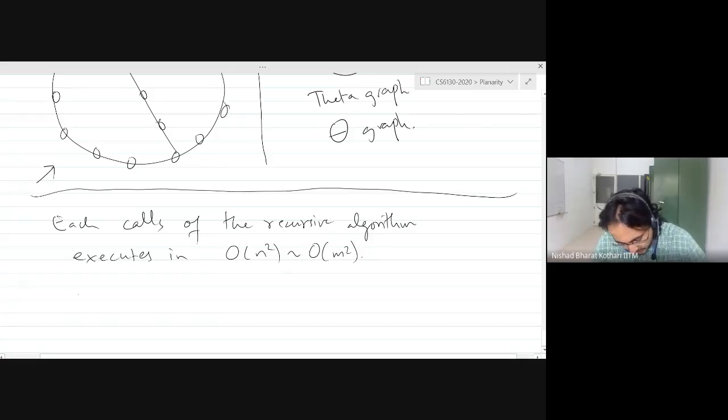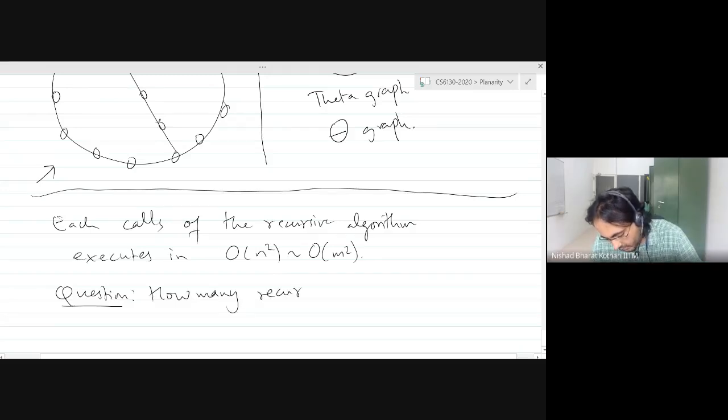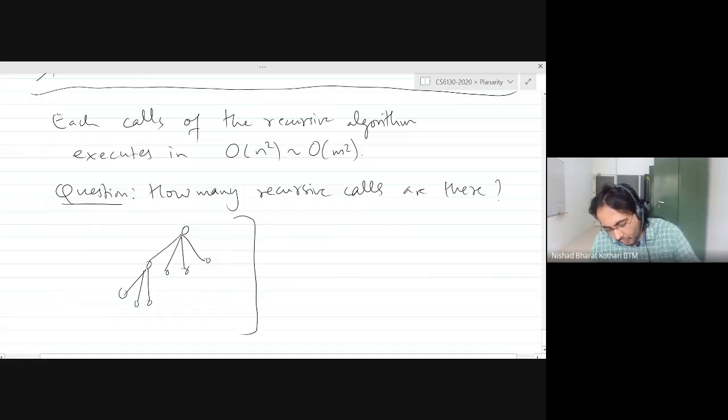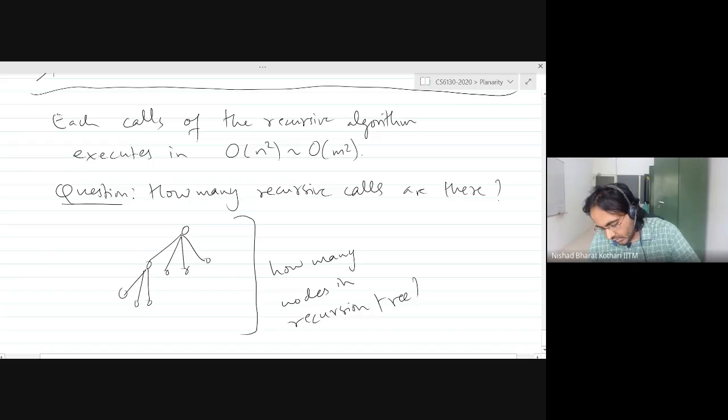And now the big question is, how many recursive calls are there? Whenever you have a recursive algorithm, you can make a tree. Your original call will make some recursive calls, which will make some more recursive calls, and so on. So the question is, how big can this tree be? How many nodes in the recursion tree? And this you will be answering on assignment 1.